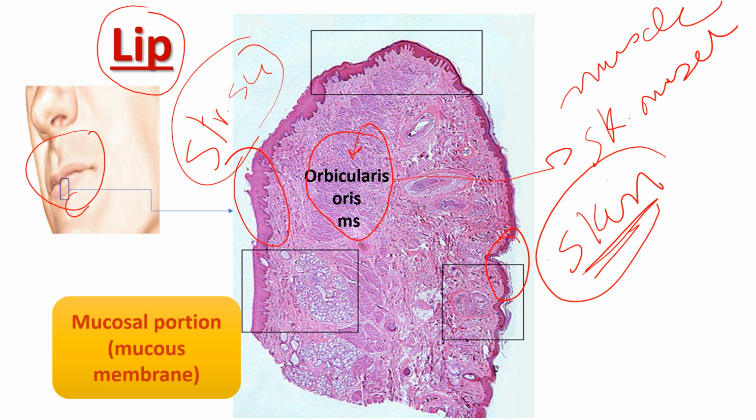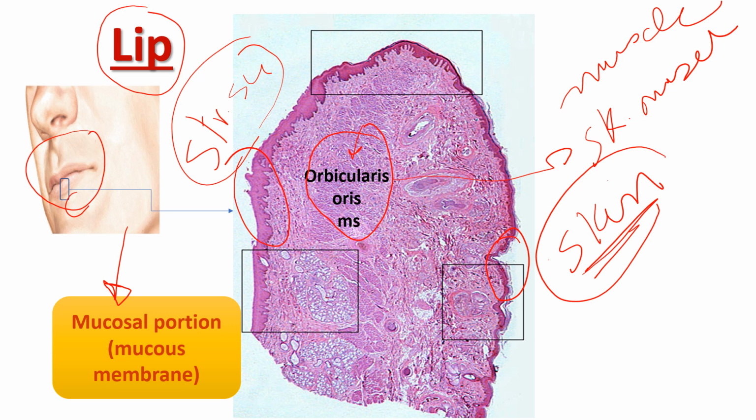The stratified squamous epithelium plus connective tissue, both of them are called the mucosal portion, or another name, the mucous membrane. So what is the mucous membrane? It is a structure formed from epithelium and the underlying connective tissue. This underlying connective tissue is called lamina propria. So what is the name of the connective tissue beneath the epithelium in the mucosa? It is called lamina propria.